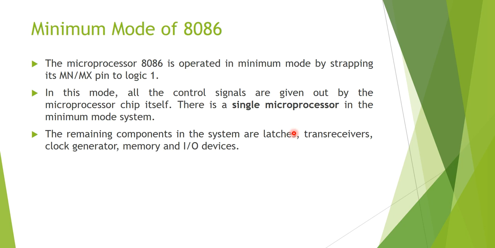In the minimum mode, the microprocessor is working in the single processor mode. That means in the system we have only one processor, that is the 8086 microprocessor, and that has all the controls of the buses and the signals, and the remaining components in the system are the latches, transceivers, clock generators, memory, and the input output devices. So the minimum mode is the mode of the 8086 microprocessor in which only one microprocessor is working in the system.